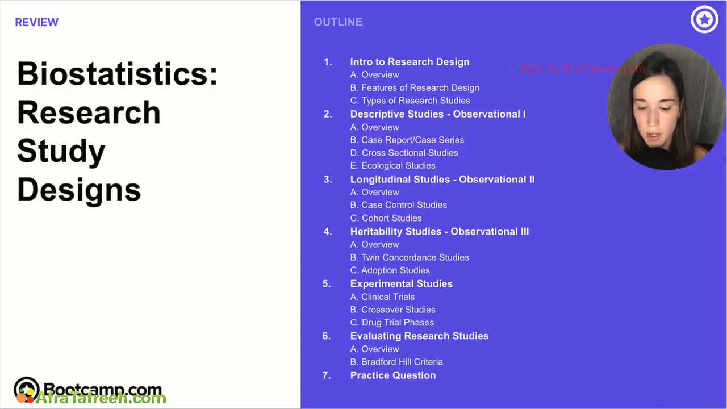In this series, we'll be going over some of the basic components of designing a research study, and then we'll move on to discussing the three major types of observational studies. So these are descriptive studies, longitudinal studies, and heritability studies. We'll then discuss experimental studies, which are another major category of research studies. And finally, we'll discuss some ways that we can evaluate research studies using the Bradford-Hill criteria.